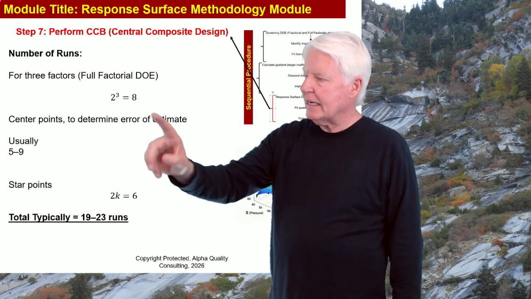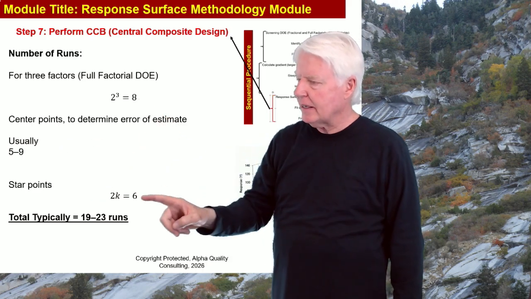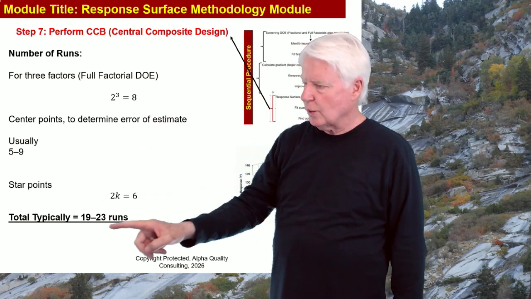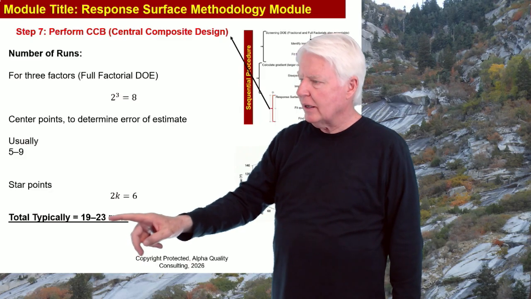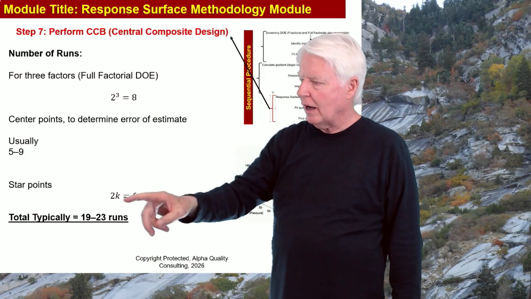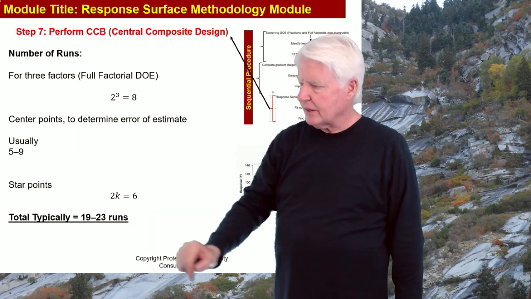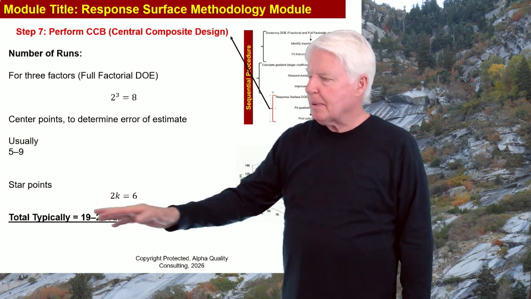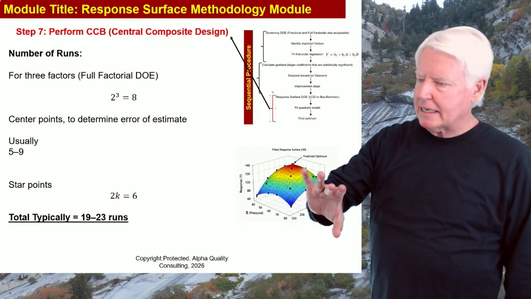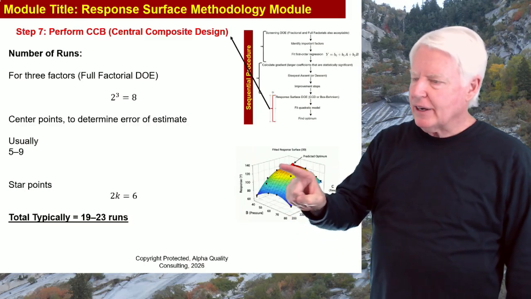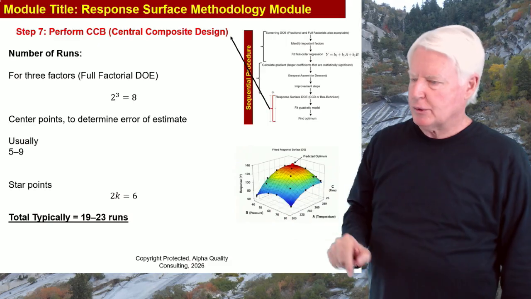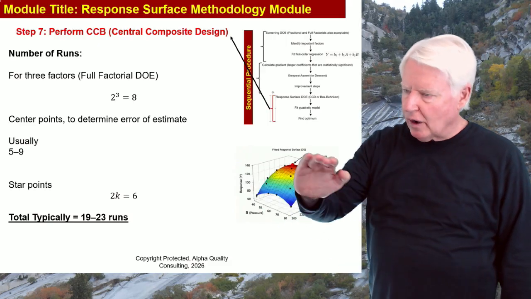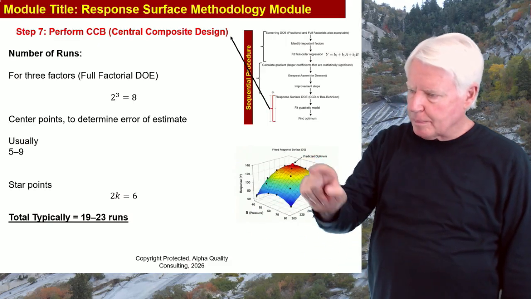So we're going to have 8 plus 9 is 17, plus 6 is 23. That's on the high side. So we'll have 23 runs, or we could have 8 plus 5 plus 6, which gives us 19 runs. So typically you'll have 19 runs, you have 19 points on this response surface, and it helps us draw it all out and determine where the peak is.